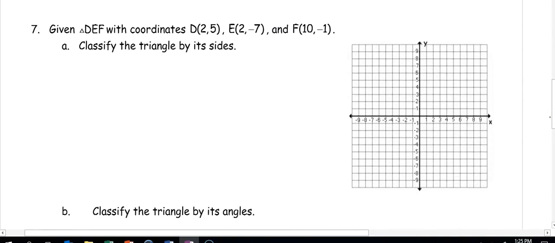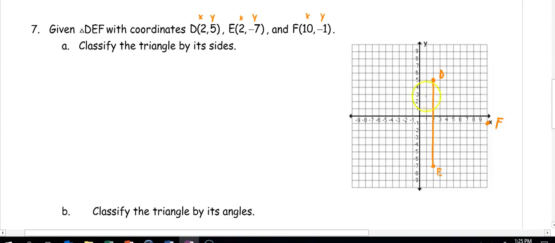Now, we've done these problems a couple of different times. We're now going to classify it, though, by sides and angles. Before, we were just doing sides. So the first thing we have to do is plot our points. Remember that whatever comes first is your x, whatever comes second is your y. So D is at 2, 5. E is at 2, -7. And F is at 10, -1.